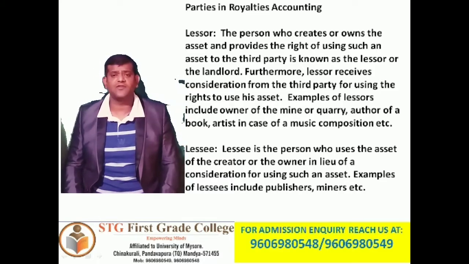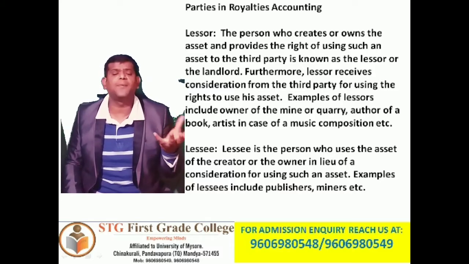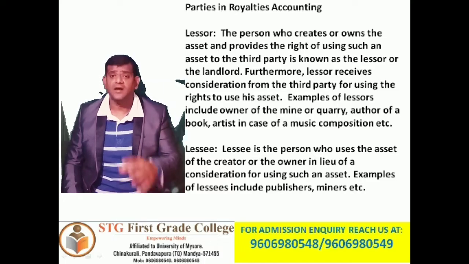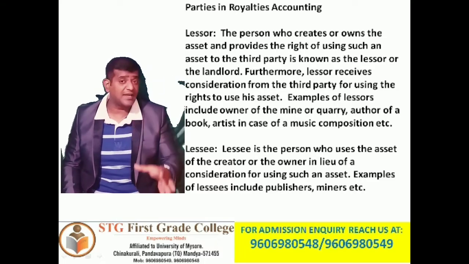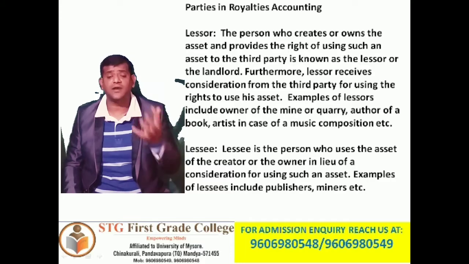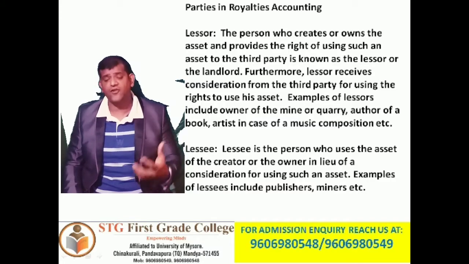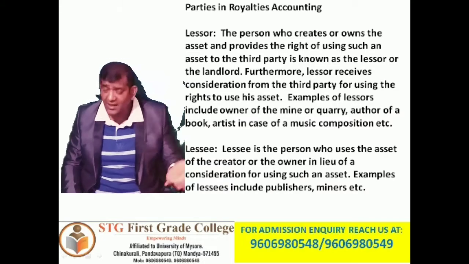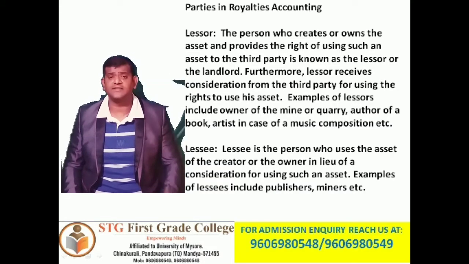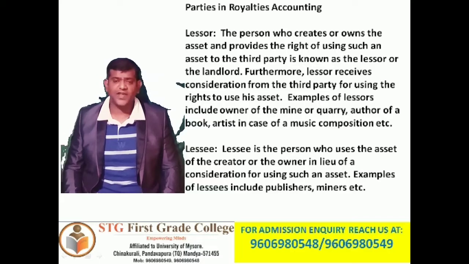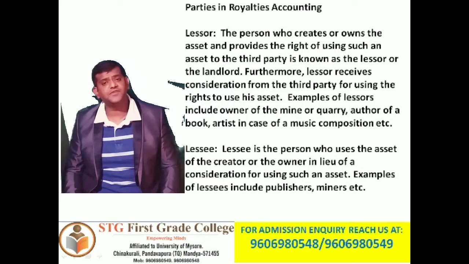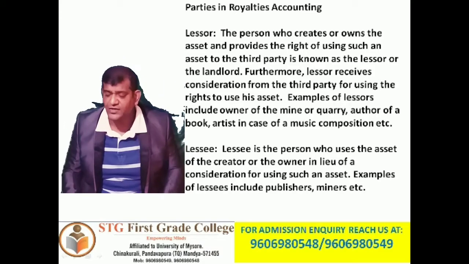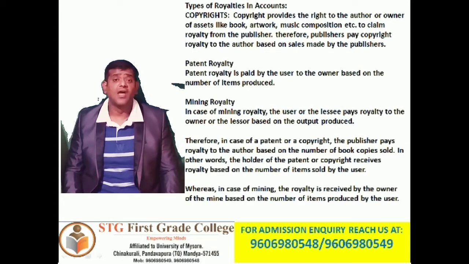An example of a lessee includes a publisher. A publisher is the best example for a lessee. Or the miners, one who takes the tender, or takes the land from the landlord and starts mining that particular land. They are also called lessees. Okay. Next we have to understand the types of royalties in accounts. What are the major types of royalties we have in accounts?